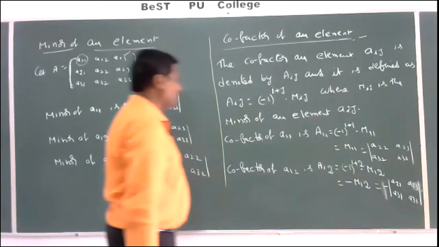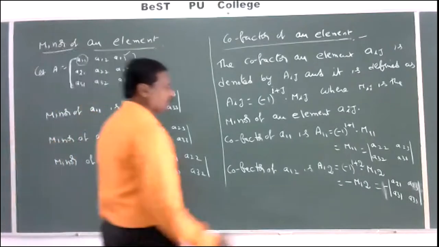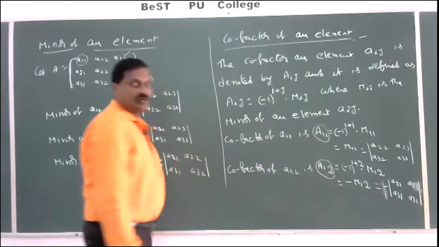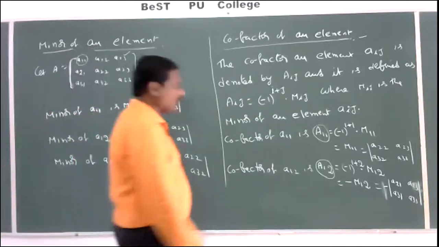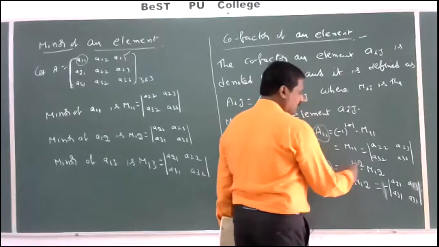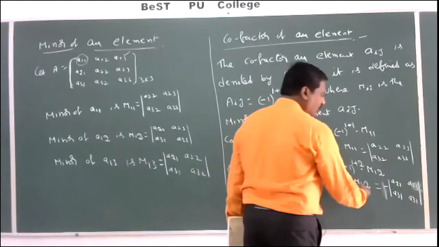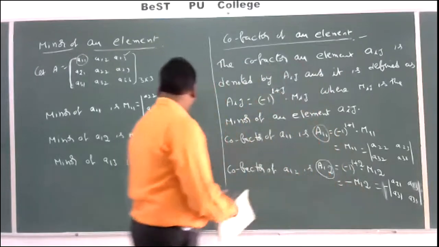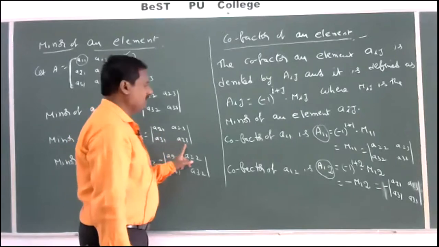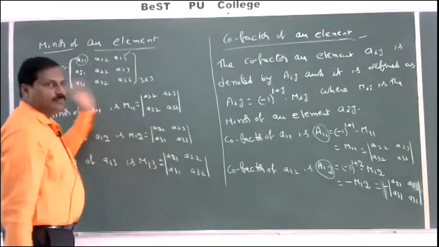This is the minor cofactor of A12. It is denoted by capital A12, and it is equal to (-1) to the power of the sum of the suffixes, 1 plus 2. It is (-1) cubed. (-1) cubed means minus, that's why minus M12. We already know the M12 value, the determinant of A21, A23, A31, A33. In the same way, we can write all 9 elements.